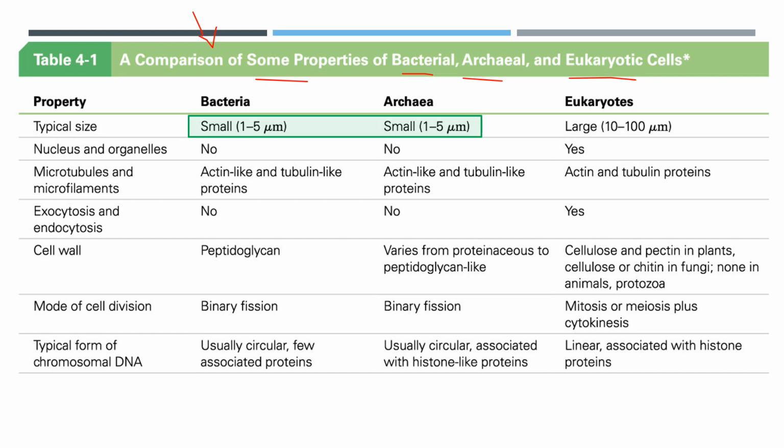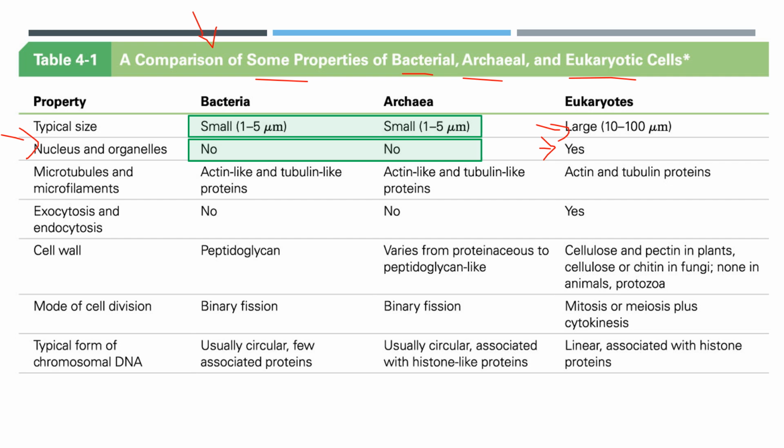So I already showed you that when you compare the size, the bacteria and archaea are small, while the eukaryotes are much bigger. So when you compare the nucleus, as we said before, they don't have it, while the eukarya are similar. So this is what we thought about that.